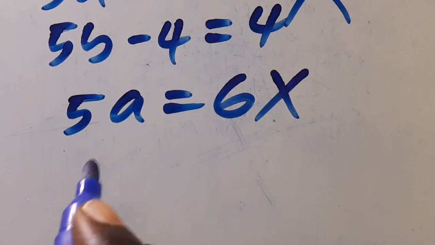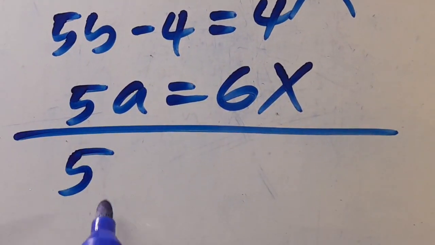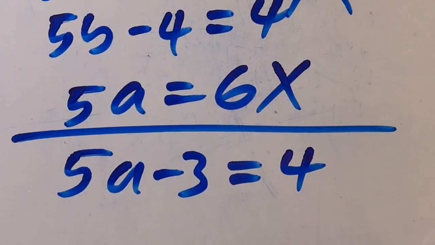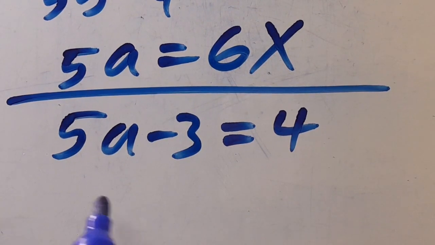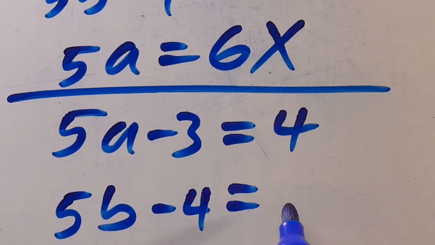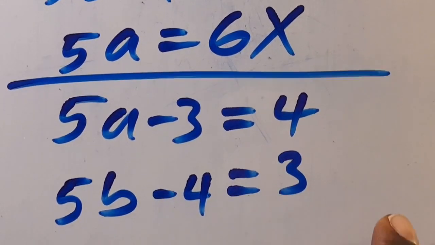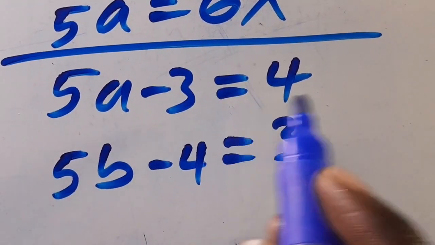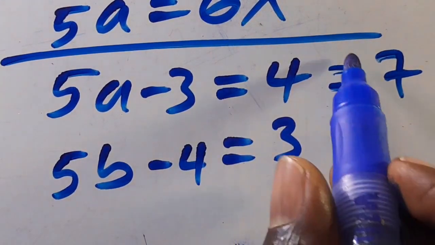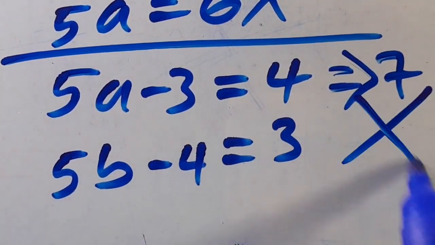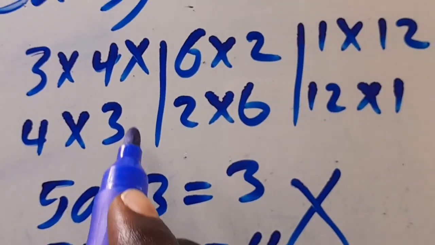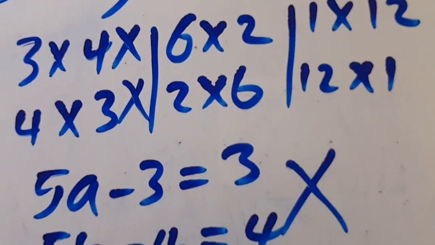That means we have 5a minus 3 will be equal to 4, and 5b minus 4 will be equal to 3. So taking this one to the other side, this will be equal to 7. So we don't want this as well. We don't want a fraction. So we also cancel this problem.